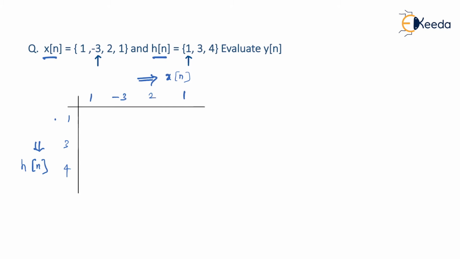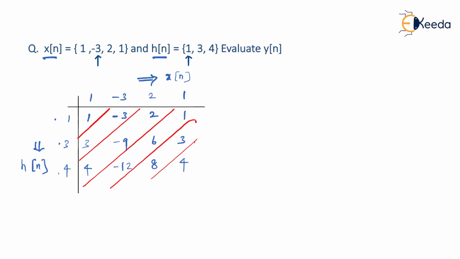So I'll start with the first row, multiply with each column. 1 into anything remains the same, so it is going to remain 1, -3, 2, 1. Then start with 3, start multiplying 3 with every column element. So 3 into 1, it is 3, 3 into -3, -9, 3 into 2, it is 6, 3 into 1, it is 3. Then start multiplying with 4, it is 4, -12, 8 and 4 finally. Once you are ready with this, now start making diagonals. And from every diagonal, we will be getting one element.